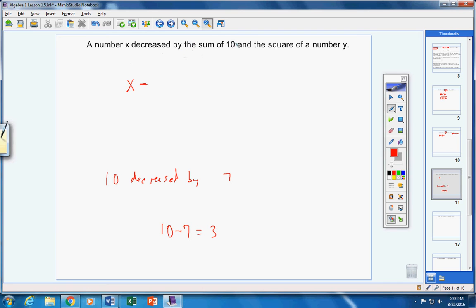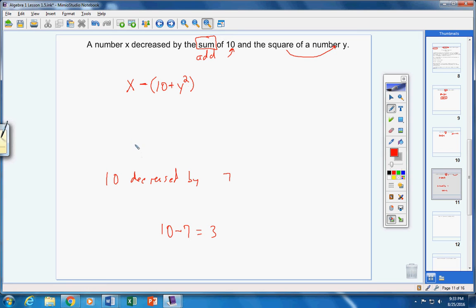So x decreased by, now stop. It's not decreased by 10. It's not decreased by y. It's decreased by a what? A sum. So put a parentheses because we're going to sum something. Now sum means add. So what are we adding? The sum of 10 and the square of y. So 10 plus, now what's the square of y? You know what that means, guys? We've learned that. Y squared.